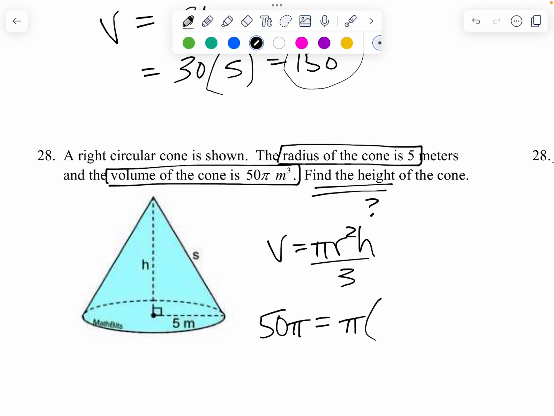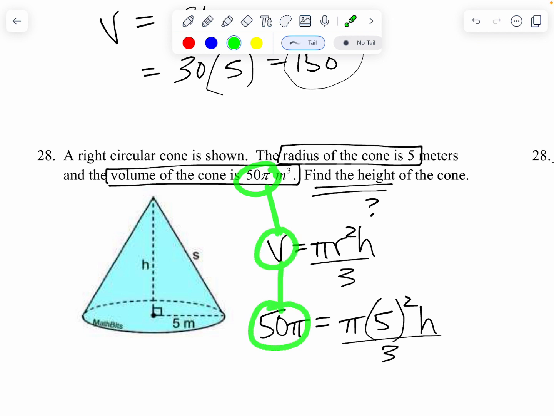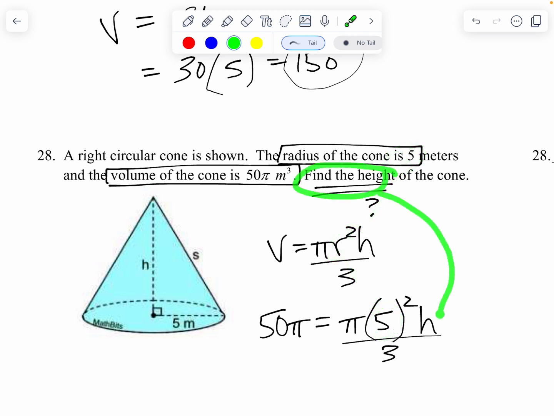The radius was 5. I don't know the height, so I'm going to leave the h in my formula, and it's still divided by 3. So now I've plugged in everything I know. The 50 was the volume, so I plugged it in there with the pi. The radius was 5. I plugged it in right there. It says find the height, so I'm leaving h in my formula. And then don't forget the divide by 3, which is part of the formula.